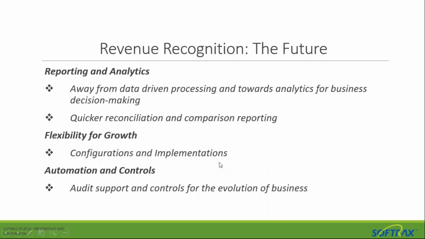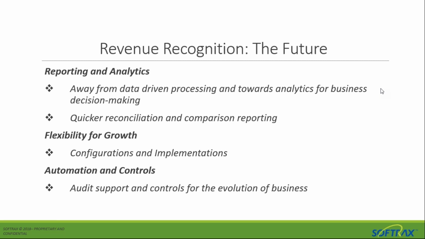We've talked about the technology as a whole, and we've talked about systems and being adaptive. So now let's focus on these pieces here: reporting and analytics, flexibility for growth, and automation and controls. Again, just really hitting home these three things that you can now focus on if you have an automated system in place. So we're moving away from those data-driven processes and towards analytics for decision making. And Revenue Manager supports these through the BI tools and the integrated reporting solution, as well as some multi-currency features and reconciliation reports that are available, especially for large growth companies, right?